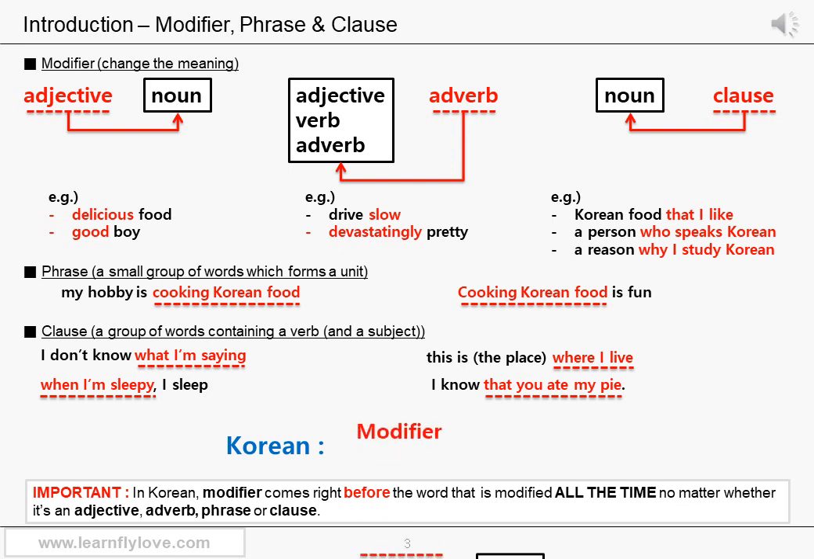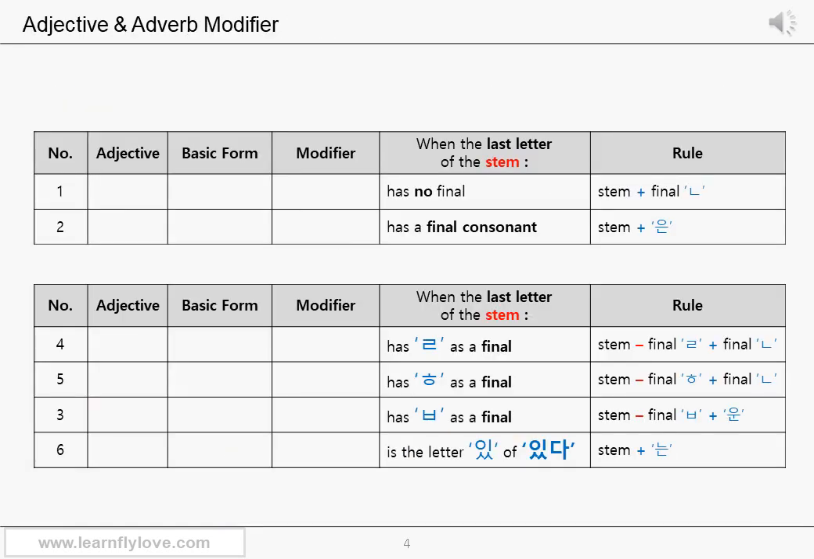Again, modifier comes always right before the element that is modified in Korean, no matter whether it's an adjective, adverb, phrase, or clause. We can finish adjective modifier and adverb modifier with this one page at the same time. Does it mean this part is that easy and simple? Well, it depends on how you think.